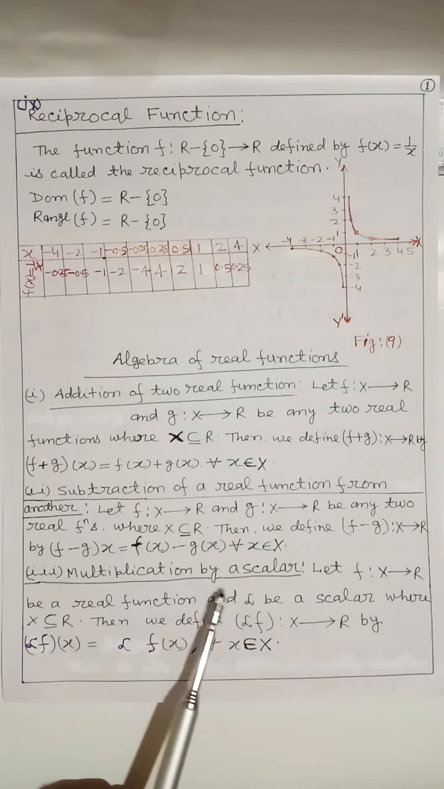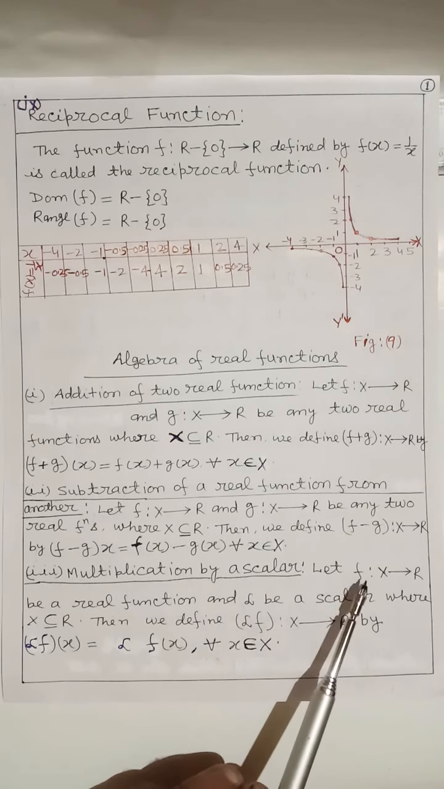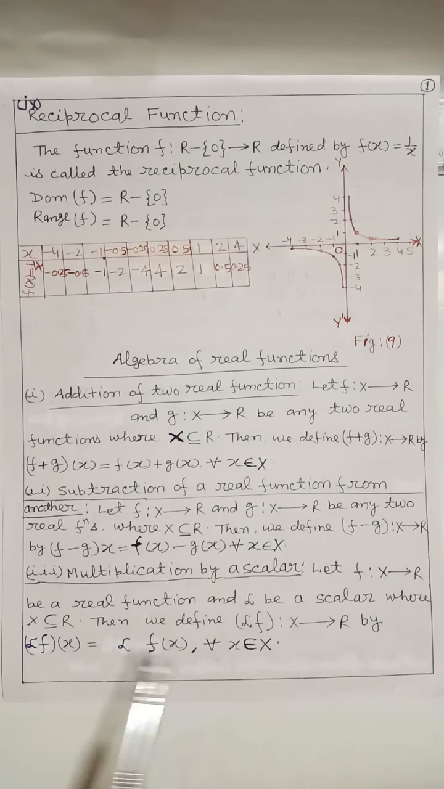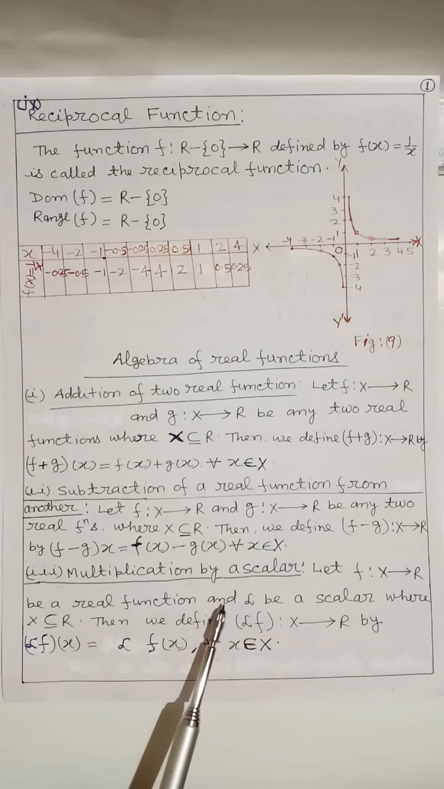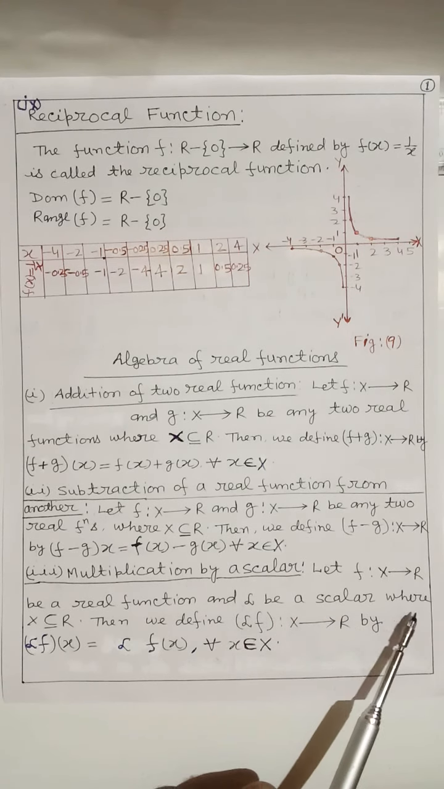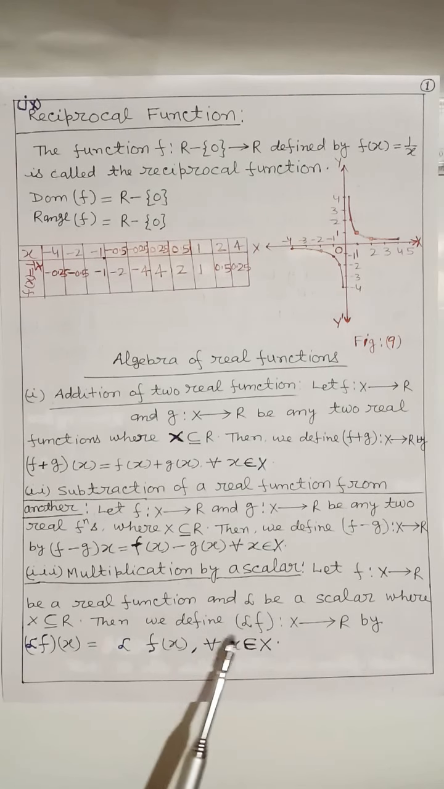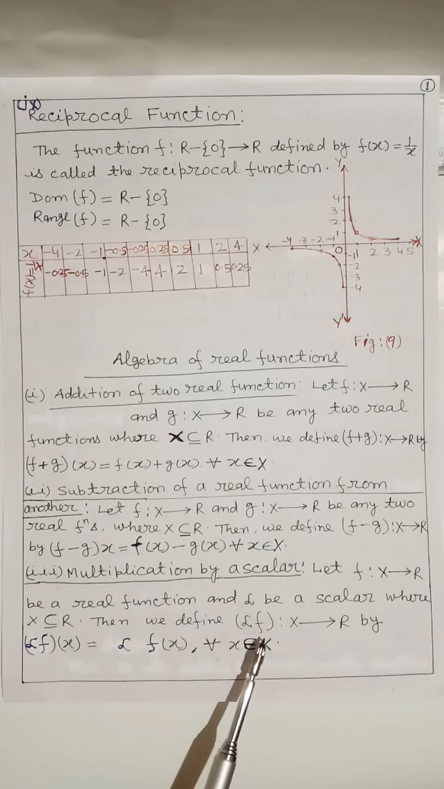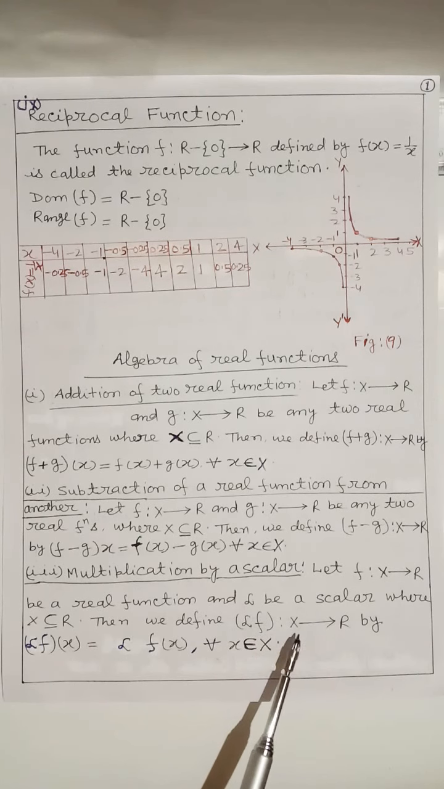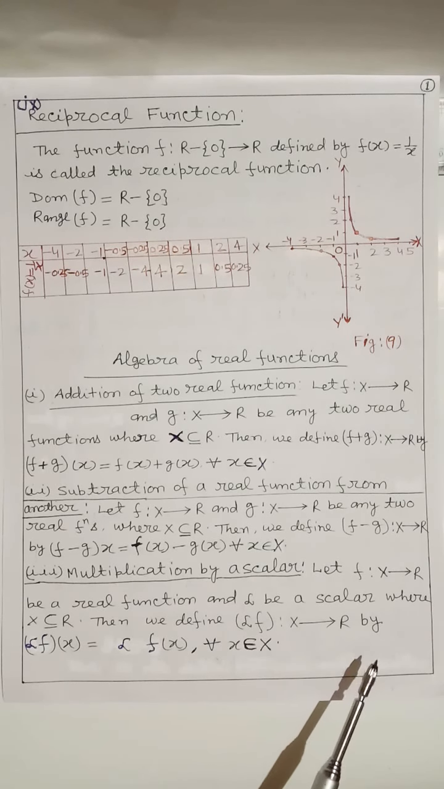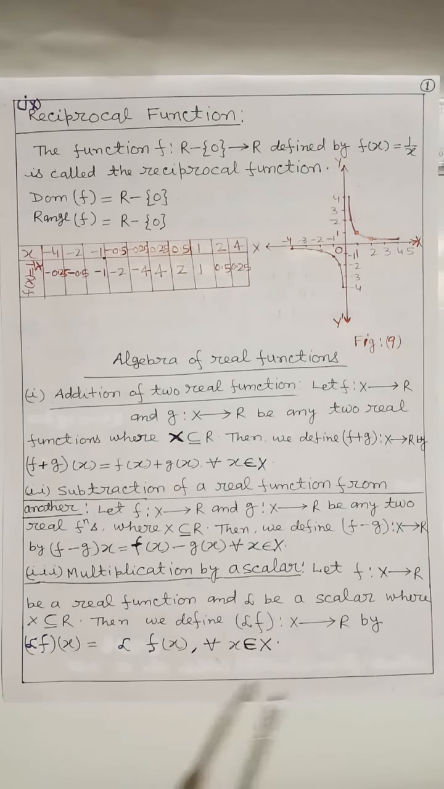Third, multiplication by a scalar. Let function f defined from X to R be a real function and alpha be a scalar where X is a subset of R. Then we define a function alpha f from X to R such that (alpha f)(x) is equal to alpha into f(x) for all x belongs to X.